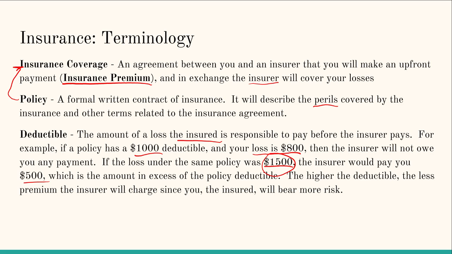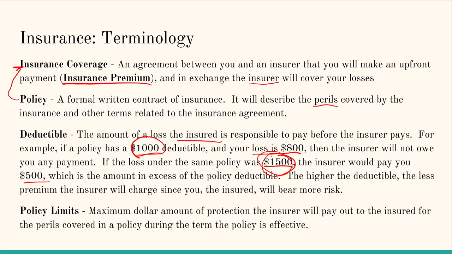The higher the deductible is, the less premium the insurer will charge you since you are taking more risk. For example, if the deductible is $2,000, then for this $1,500 loss, the insurance company wouldn't owe you anything. So the higher the deductible is, the more risk you are taking, but the trade is that you will have to pay less to the insurer because you're bearing more of the risk. That's the idea of a deductible.